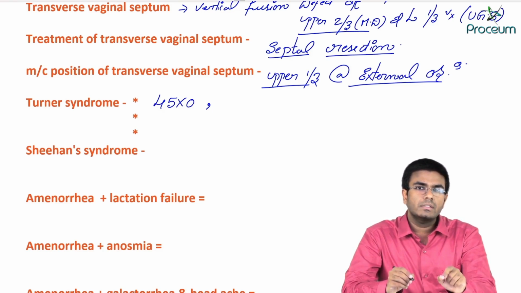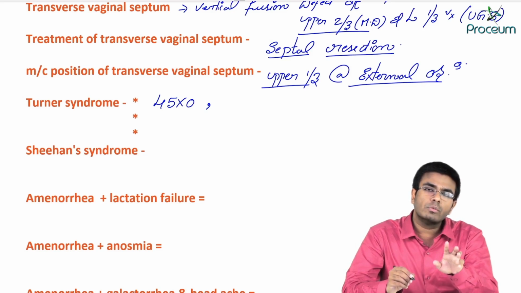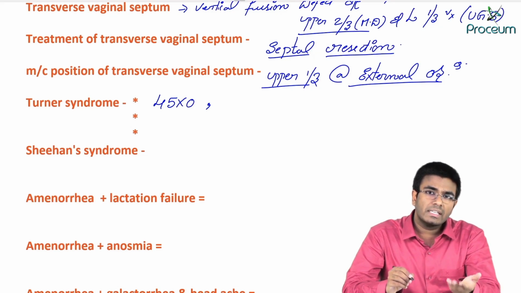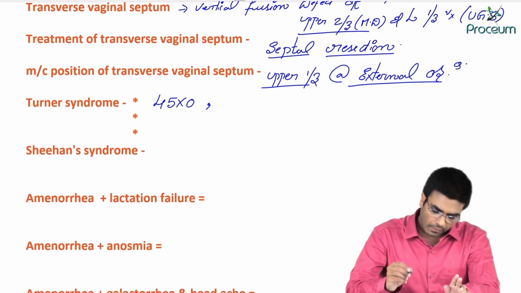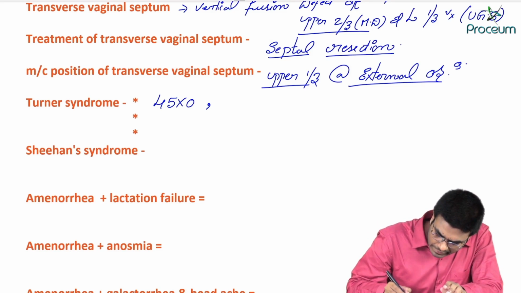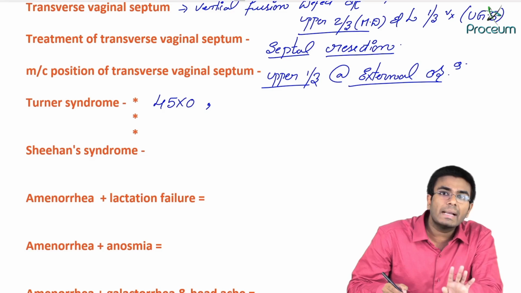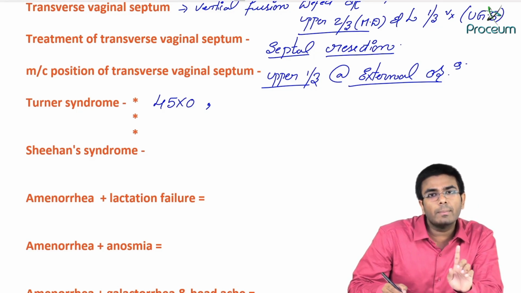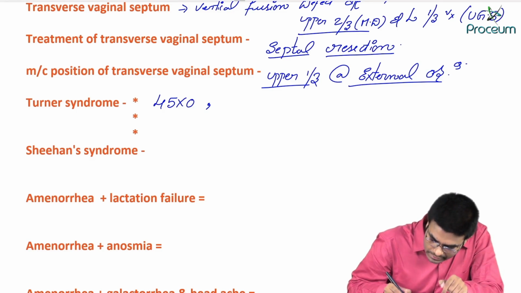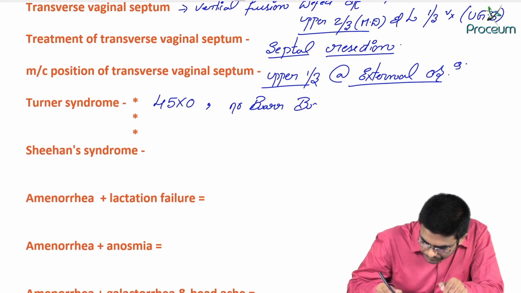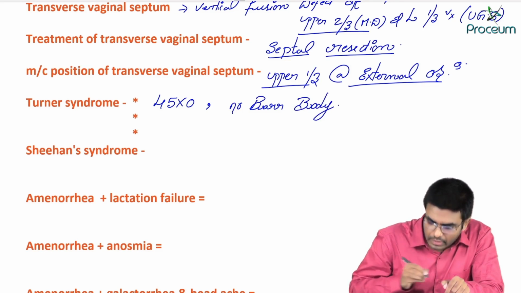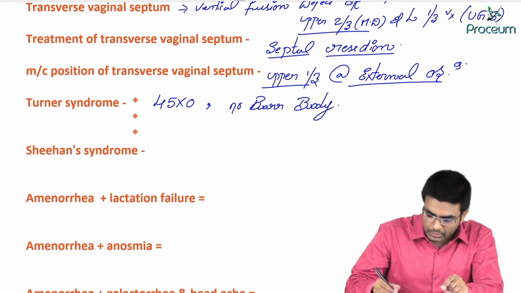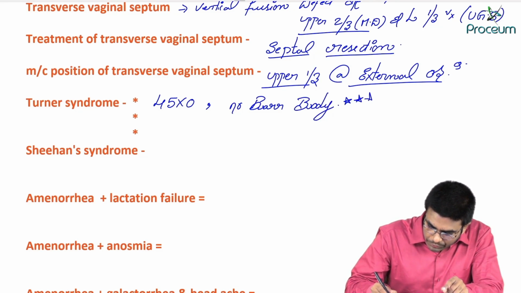Now in this condition, there are no 2 X chromosomes, only 1 X chromosome is there. So do you think inactivation happens? No. So in this condition, there is no Barr body. In a normal female, a Barr body will be there. But here, absence of Barr body is seen in Turner syndrome. A very, very important MCQ.